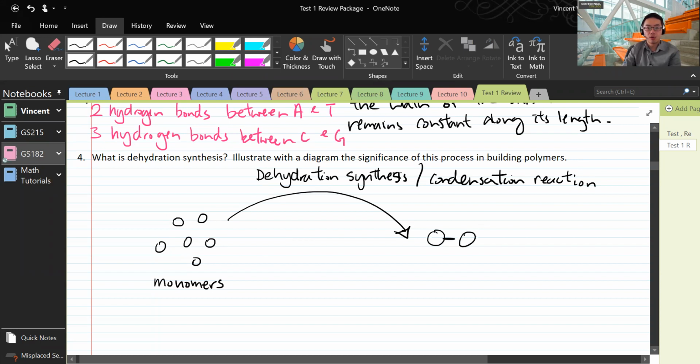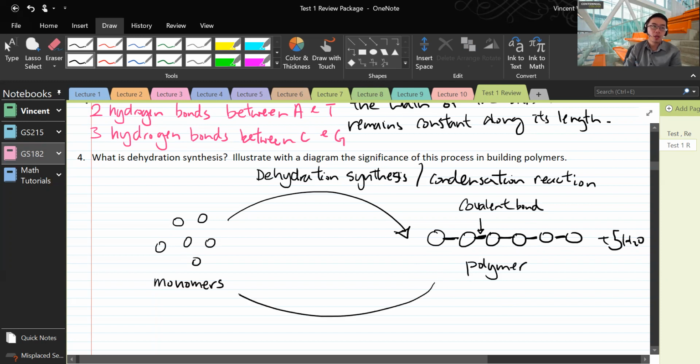You create a covalent bond, right? That links them together. And in the process, you generate some H2O. Right? So over here, if you have 1 connection, 2, 3, 4, 5 connections, then you would have 5 H2O. Each of these bonds, you should know, is a covalent bond. So this would be a polymer.